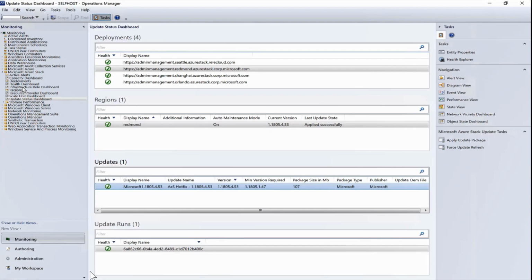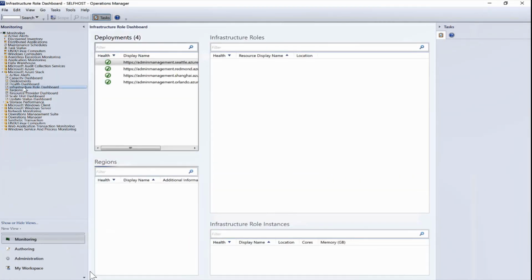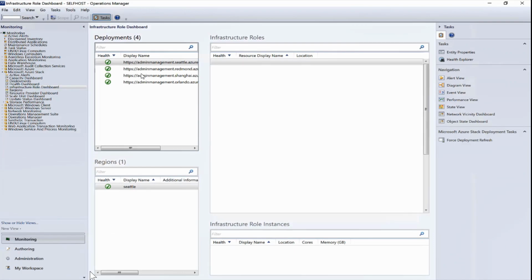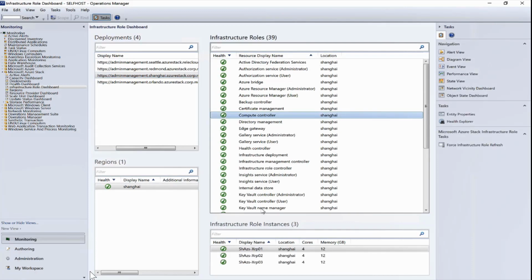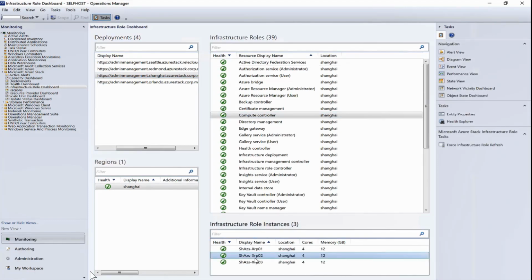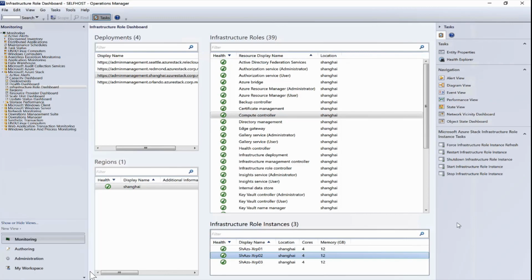Then we can go to the infrastructure role dashboard. And again, there's our 4 deployments. And look at all the roles. We can see as we click through those that here's the compute controller. And that tells us there's those XRP machines we talked about. And we can force a refresh, restart, shut down, start infrastructure role, or stop it.